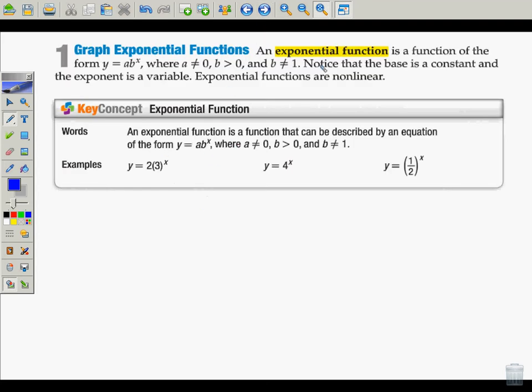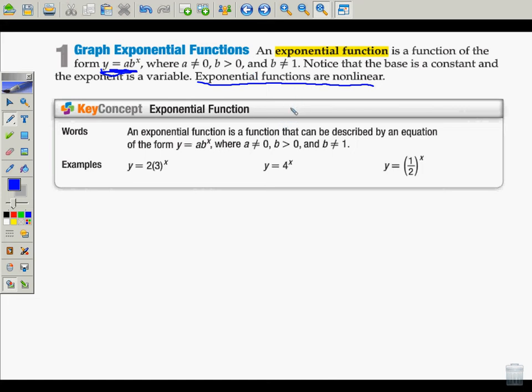So when we talk about exponential functions, they are functions or equations that are in the form y equals a times b raised to the x power. Okay, a cannot equal 0, b has to be bigger than 0, and b can't equal 1, because that would give us something else. Now, here's a little bit different than stuff we've done. Our base is a constant, which means it's just a number, and the exponent is a variable. And the important thing to understand here, exponential functions are nonlinear. That means they will not be in a straight line. They will always have a curve. So exponential functions have a curve.